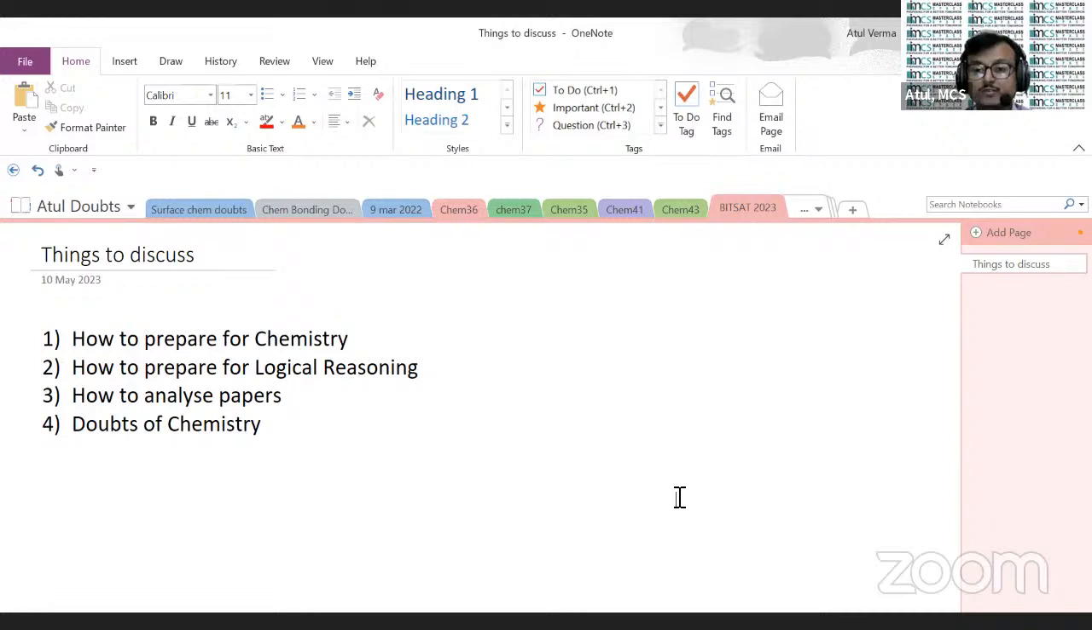Formulas should be on your fingertips. It's not that you have to derive the formulas. No, they should be on your fingertips. The things which we should learn should be crammed for sure in these 10, 12 days, whatever we have with respect to the first session. So that is the most important thing with respect to chemistry.